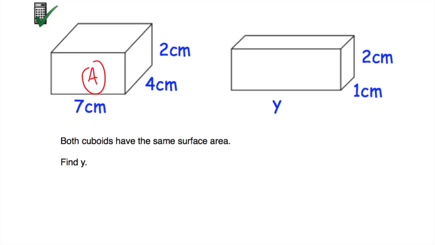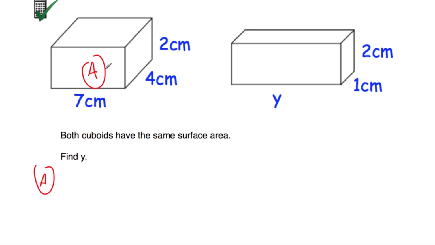With cuboid A, we'd find the area of the front, so we would do 7 times 2. I'm just going to get rid of that A there for the minute. 7 times 2 would be the area of the front, so it's going to be 14. So we've got 14 plus 14, that's the front and the back, centimeters squared. So the area of the front is 14 centimeters squared, the area of the back is 14 centimeters squared.